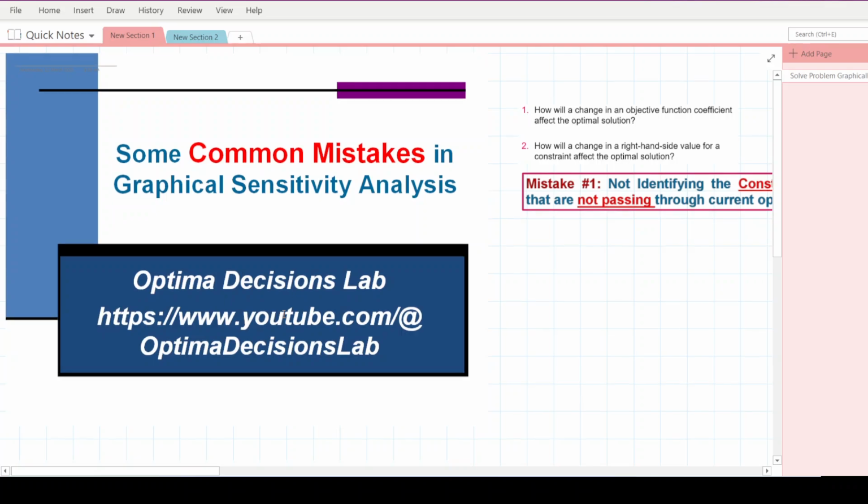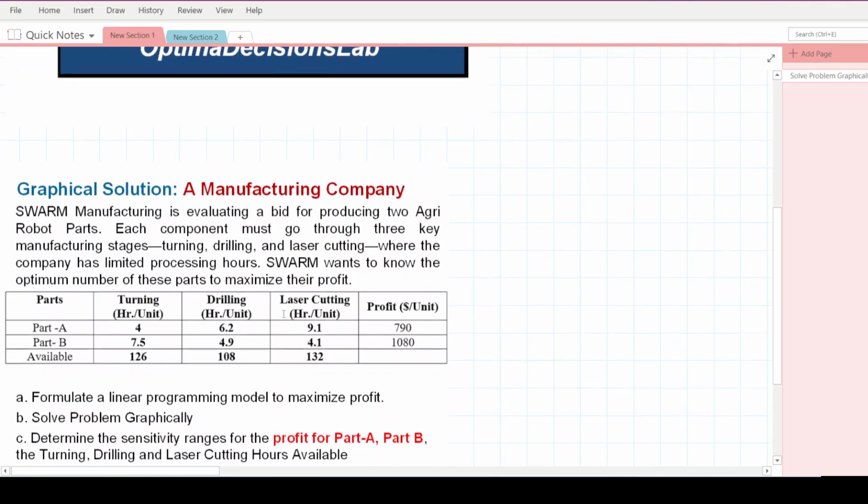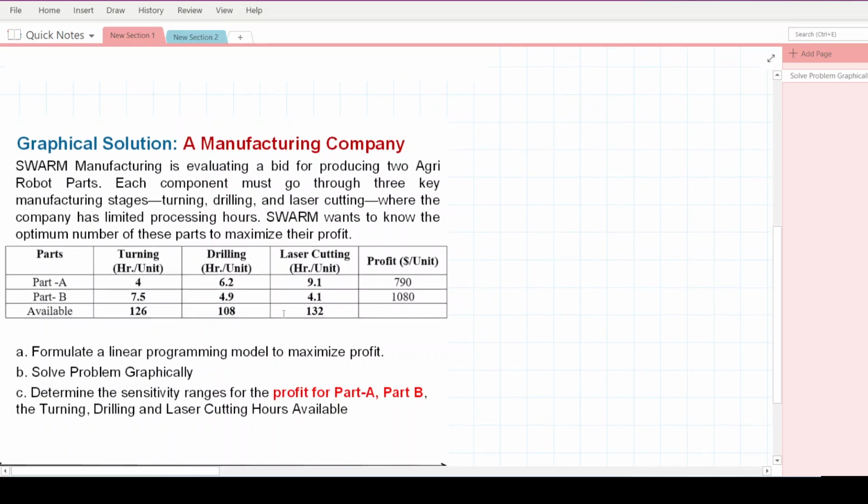This example is about a manufacturing company, and this manufacturing company is trying to evaluate a bid for producing two agri robot parts. Each component must go through some manufacturing processes: turning, drilling, and laser cutting. The company has limited resources in the form of hours. The company wants to know the optimum number of these parts to maximize the profit.